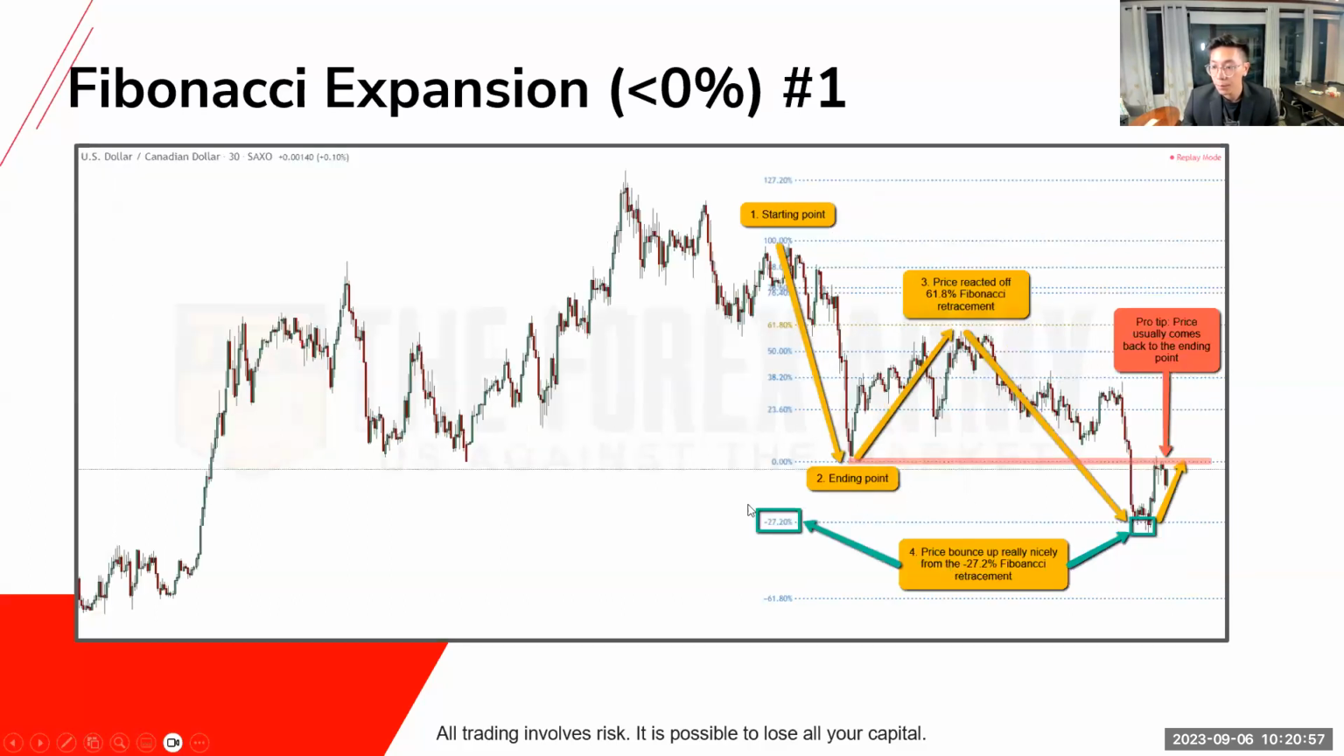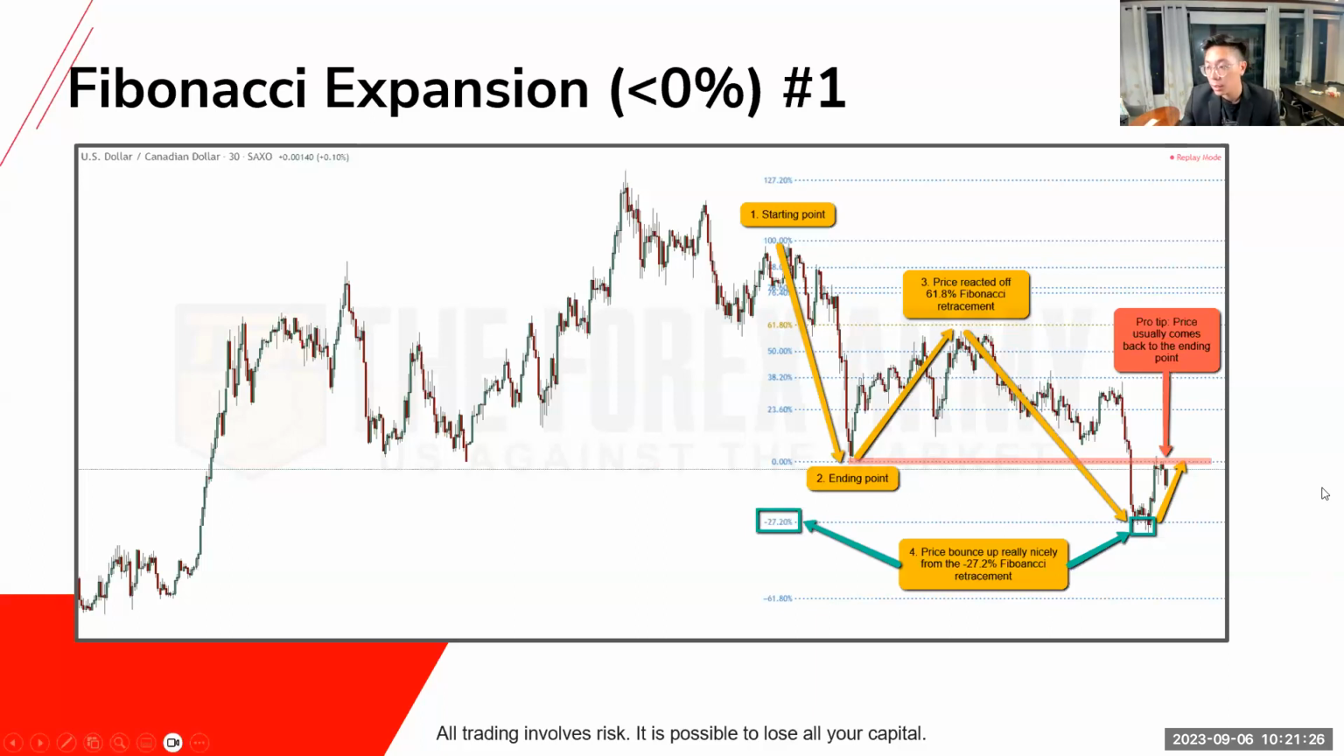Okay, you can see right here, the price actually came down to this negative 27.2 expansion level and then bounced up really nicely from this area. There you can see the price usually comes back to the ending point, right? So your starting point, ending point, right? So it came back to this swing low support level, which was acting as a pullback resistance. Okay. So this is something that you can take note of.